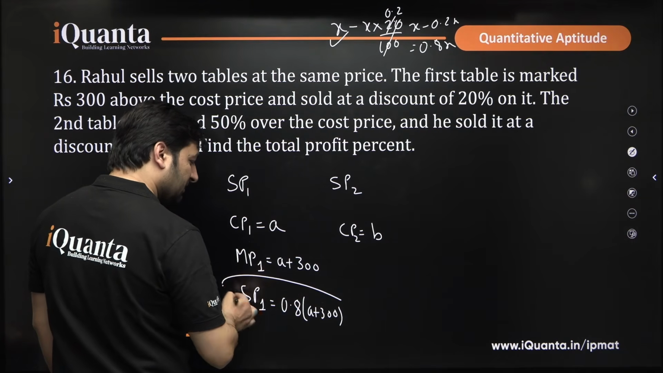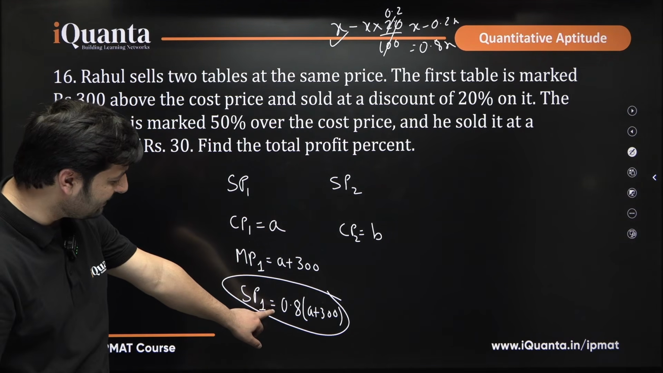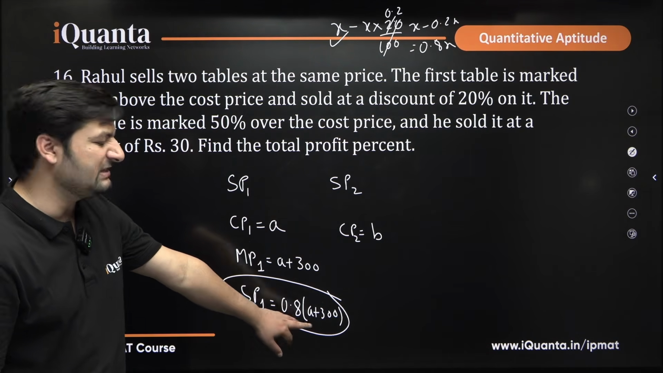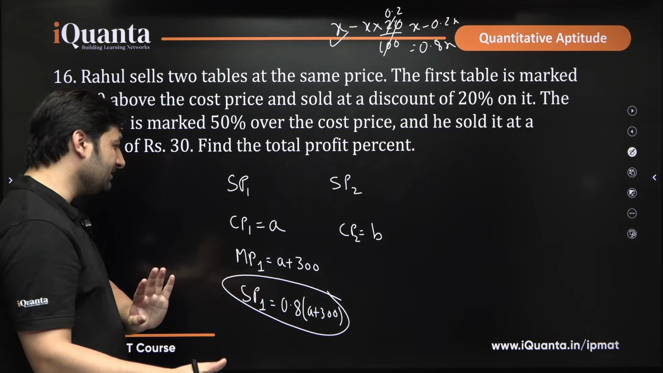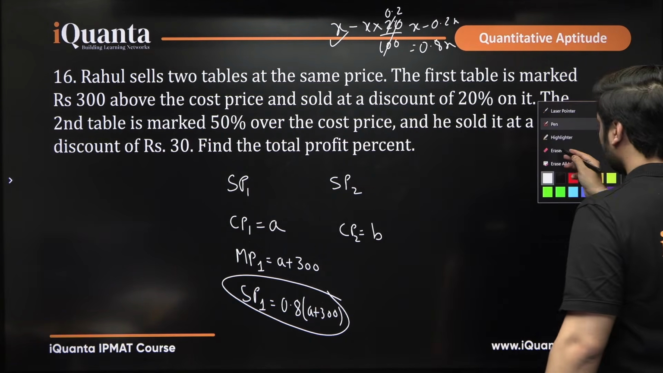So SP of the first table is this. What do you see here? You see here that this is 0.8A plus 300 into 0.8 will be 240. There is some decimal thing over here. To get rid of decimals in your calculations, because everybody hates decimals, I personally hate decimals a lot. So I will do one thing to get rid of decimals.